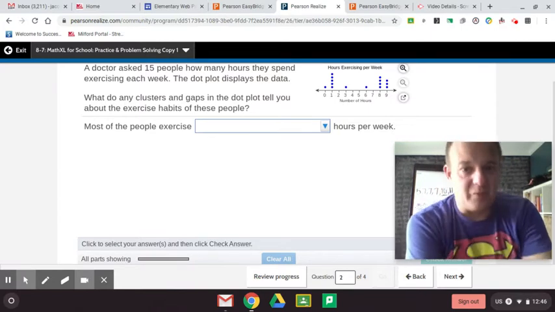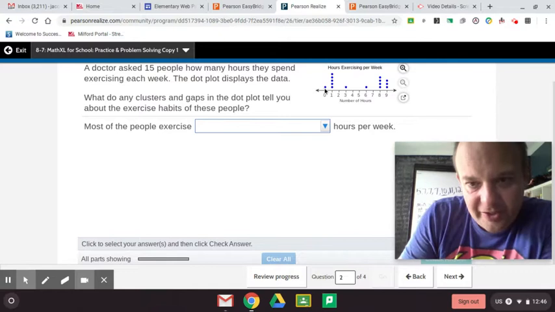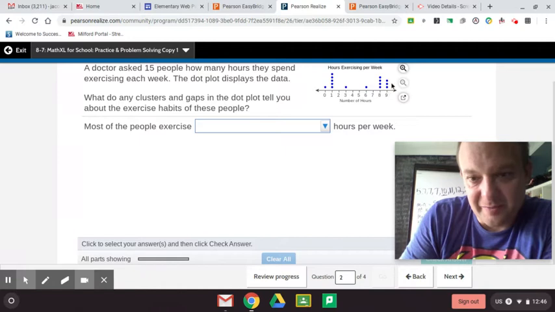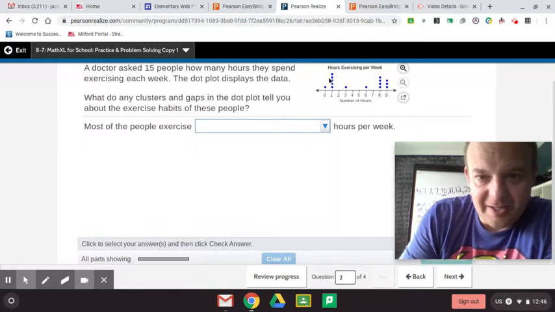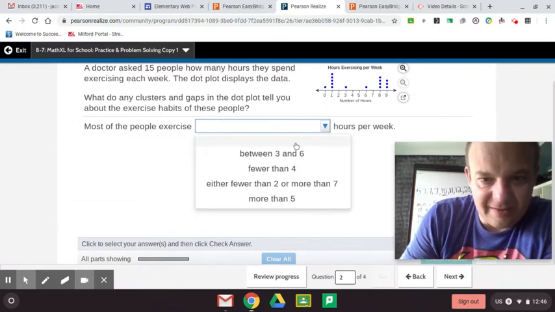So if you look here, most people are exercising like 1 hour a week. And there's just a couple there, but not enough to make a difference. And then there's some of these hardcore folks, like 7 people exercise 8 or 9 hours a week. So I'd say most people exercise 0 to 1 hours or 8 to 9. Let's see if that is there.